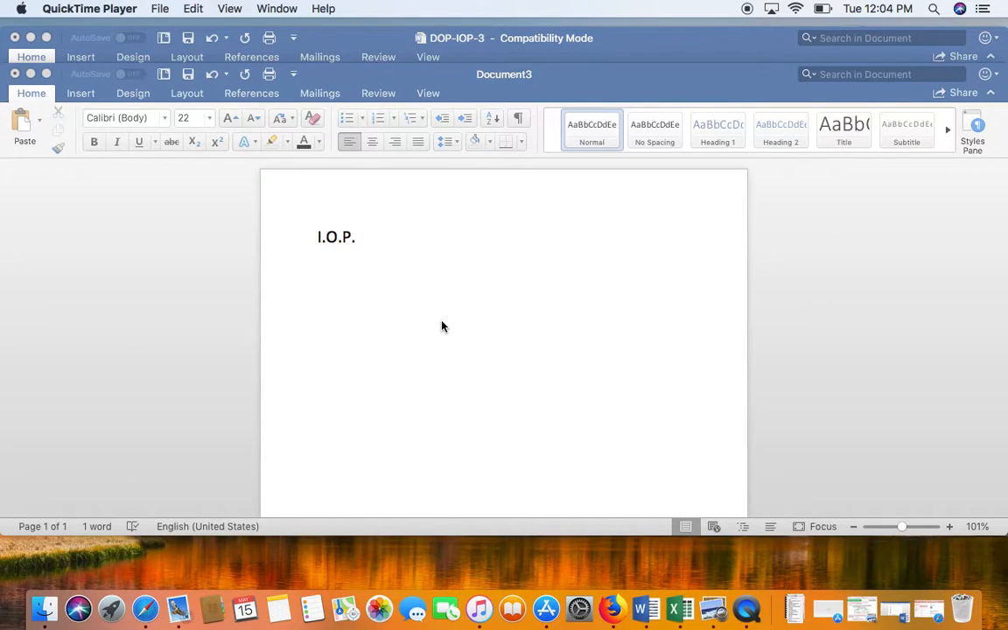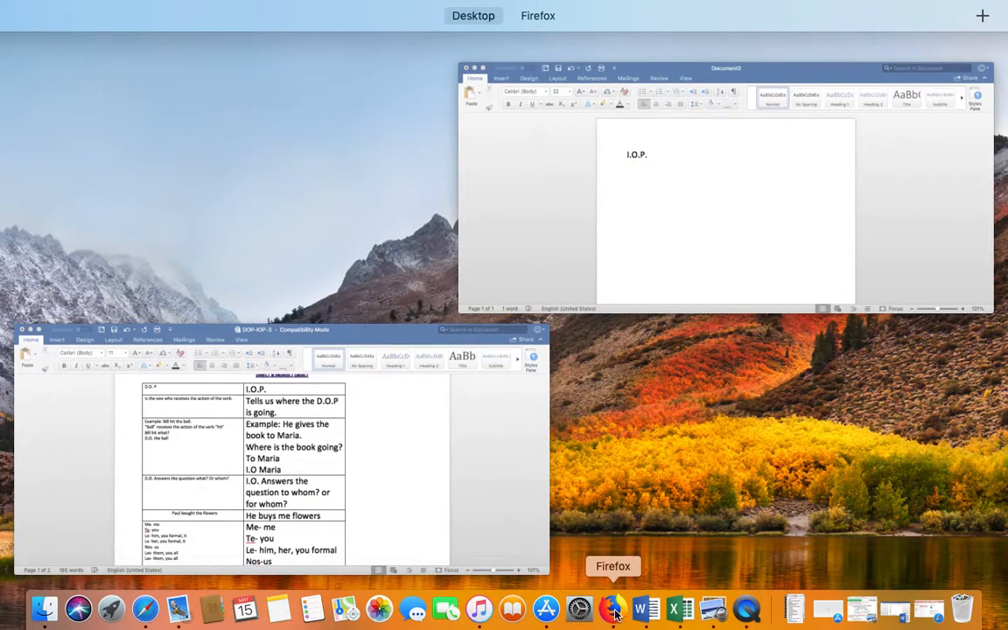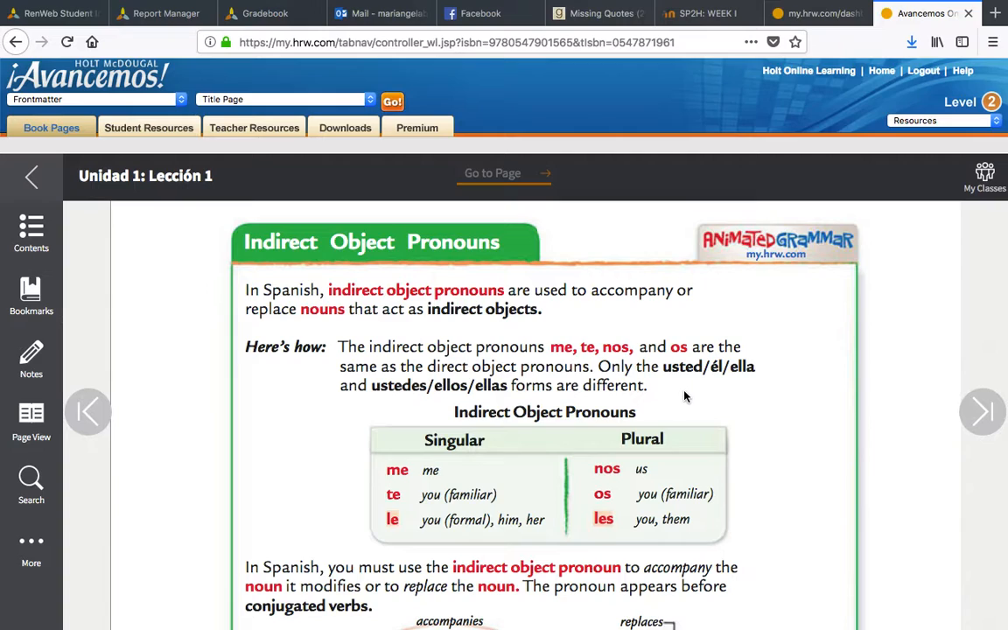Okay, good morning. So today we are going to learn about indirect object pronouns, okay? The last lesson was about direct object pronouns, so this one is the indirect object pronoun, all right? So let's see the indirect object pronouns.